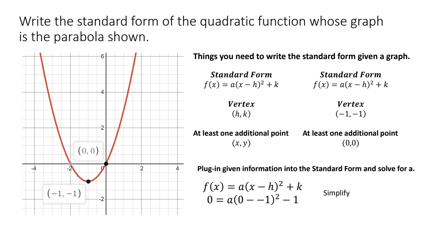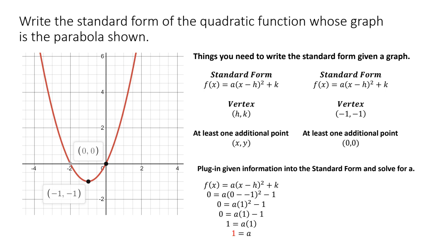So here we have a negative with a negative is a positive, but 0 plus 1 is just 1. 1 squared is 1, so that's giving me a minus 1. To solve for a, I'm going to add 1 on both sides, so a is equal to 1. So now I have everything to write my standard form. Again, a is 1, my h was -1, my k is -1. So based on this graph, the equation of this graph is f(x) = (x + 1)² − 1. Okay.